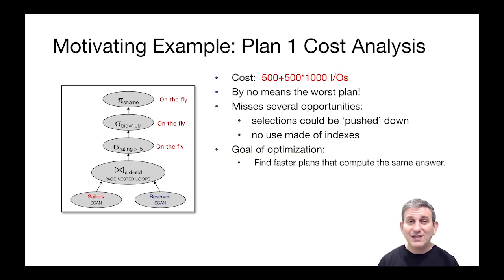Okay, it's not actually the worst plan. There are worse plans than this. We could do Cartesian products, for example. But it does miss several opportunities for both heuristics and things that seem sensible. Our selections, for example, could be pushed down to make the join cheaper. We didn't consider using indexes. We just used scans, and so on. So the goal of optimization is going to be to find faster plans that compute the same answer as this plan does.